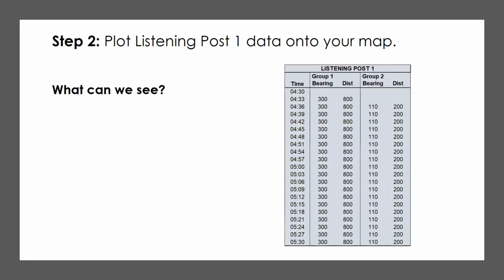The second thing you're going to do is look at each set of data from each listening post. So here, for example, is the blue set of data from listening post one. First of all, you're going to just look at it. So what can we see? Down the left-hand column, you've got time, followed by two separate columns that say group one and group two. And for each of those groups, you've taken your bearing and your distance estimate, like Susan discussed yesterday.